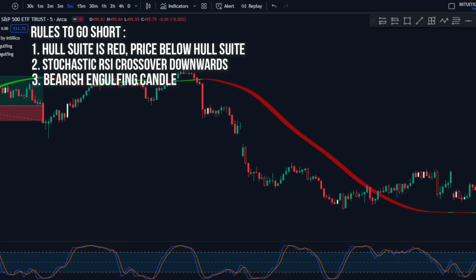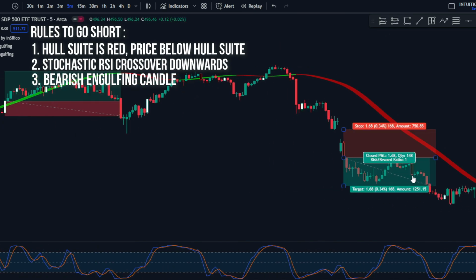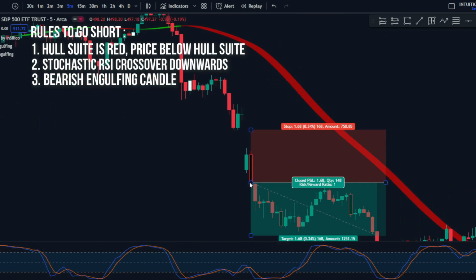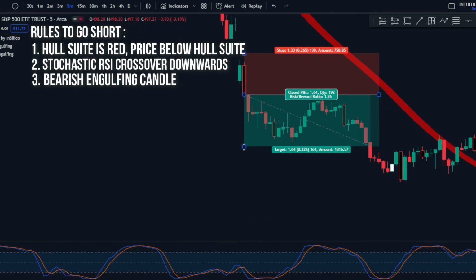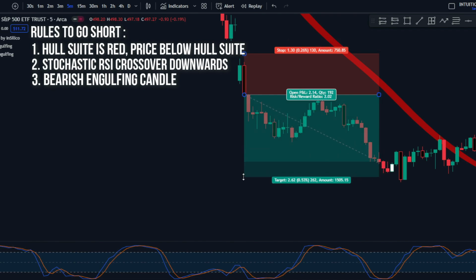It doesn't really have to be above the 80 value area. We just want to make sure that there is a crossover of the blue line below the orange line, and there is a bearish engulfing right at that point. So right there we see that we have these conditions exactly set. Stop loss right below the recent swing high, which is right there, and we aim for 2:1. So there we have it, another winning trade.